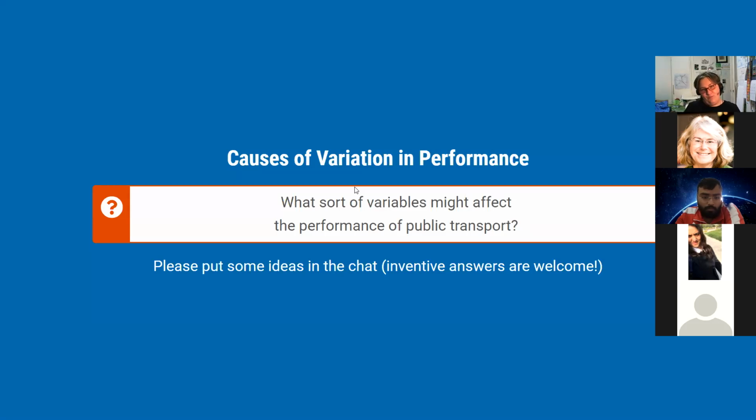I wanted to ask what sort of variables you think might affect this data. So why is your train late? Why is your bus late? Why is your bus just not there? Could you put some ideas in the chat? I want to hear good reasons that I haven't already come up with.